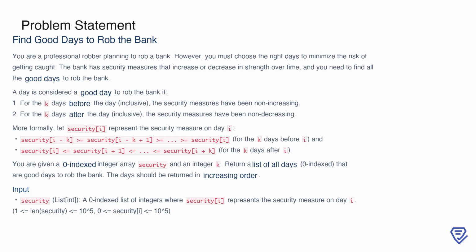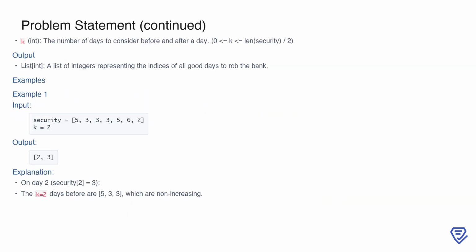Mathematically, this means that for day i, the values in the K days before it should form a non-increasing sequence, and the values in the K days after it should form a non-decreasing sequence. Using these rules, we need to identify and return all such days, ensuring that the result is provided in increasing order of their indices. In addition to the security array, we are given an integer k, which determines the number of days we need to check before and after a particular day. If k is 0, no checks are required, and every day is automatically a good day.